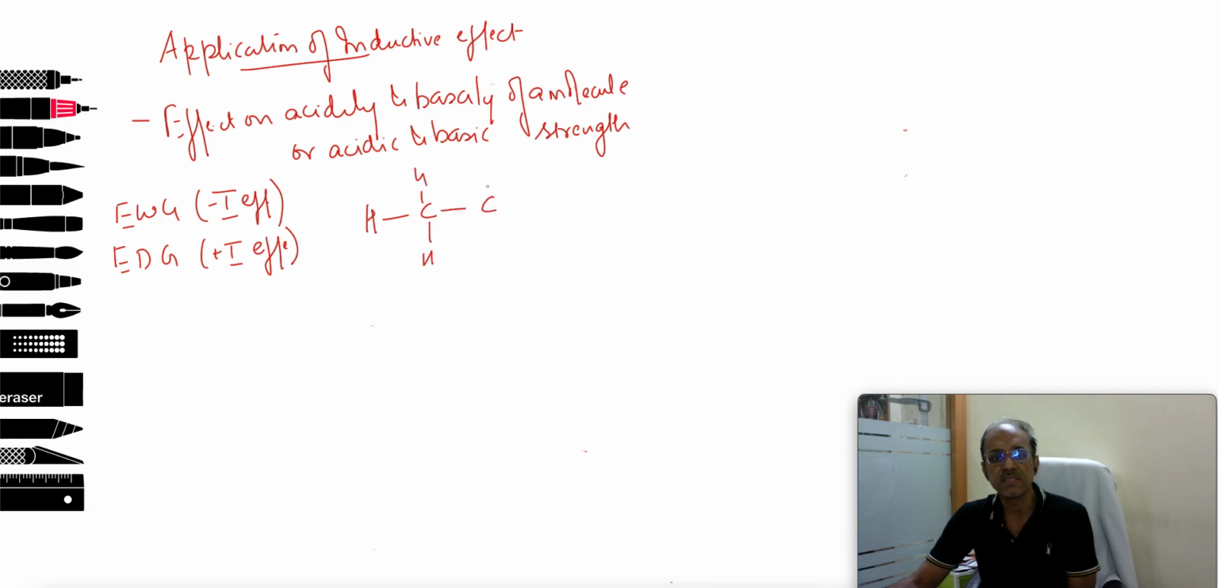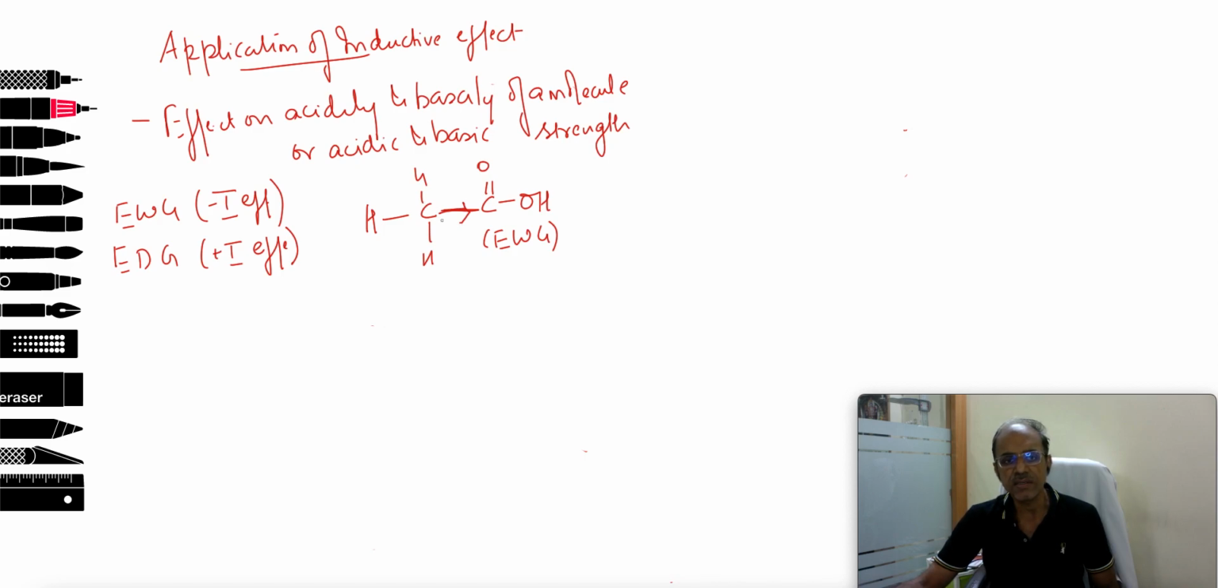CH3C double bond O OH, which is an acid, COOH. Now I know this is an electron withdrawing group, so it is going to pull electrons towards itself. That means I will say this is an electron withdrawing group, a -I group. The moment it pulls electrons, there will be a partial positive charge on the carbon atom, and a partial negative charge on this carbon.